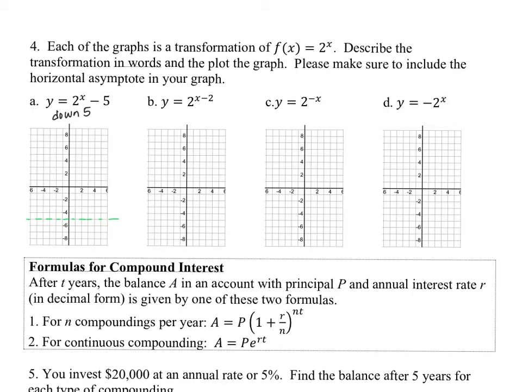Okay, now I'm going to use the y-intercept. Normally 2 to the 0 is 1, so (0, 1) is normally my y-intercept. I'm going to move it down 5 spaces: 1, 2, 3, 4. Now it's right here. Or I can think it should be (0, 1) from the horizontal asymptote.